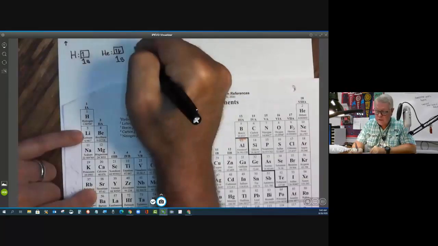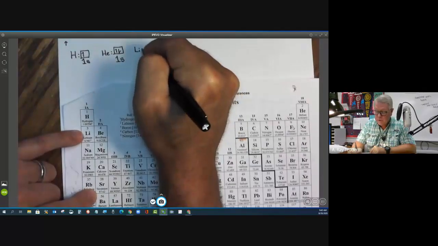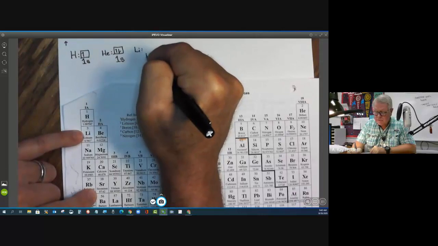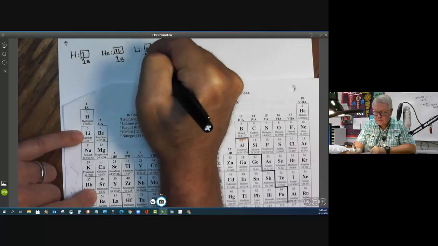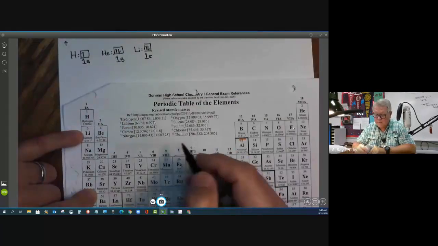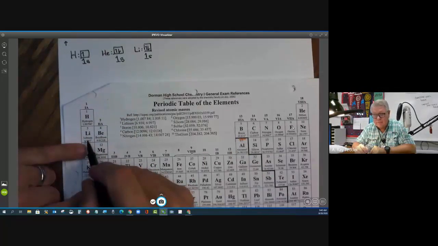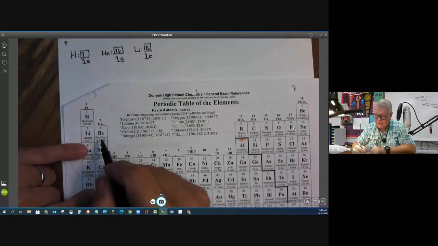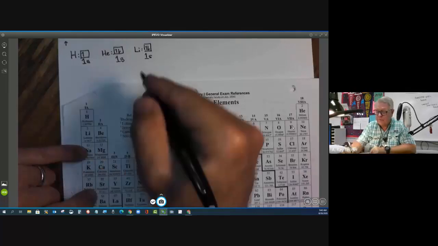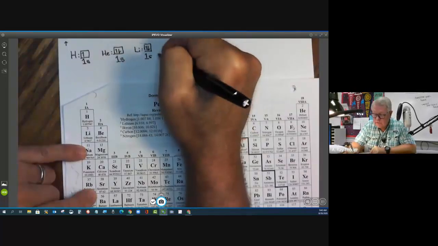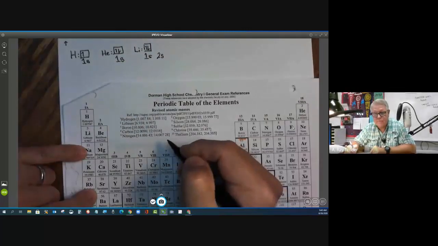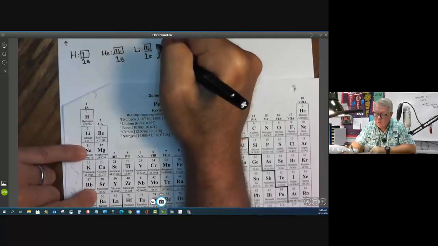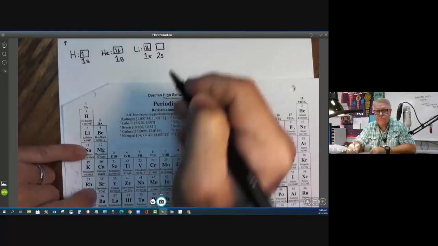So when we write lithium, we're going to start out with exactly the same stuff, 1s and an orbital that's full, just like the electrons that we had in helium. Okay? But then we've got to put an electron in the second primary level in the s sublevel. So it's going to be 2s. We put this first electron in. And we're going to have an orbital box.